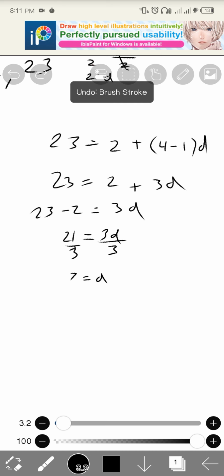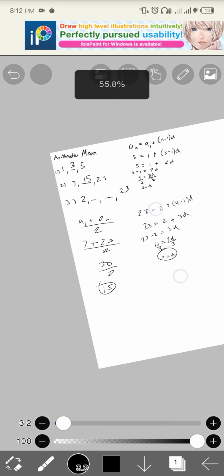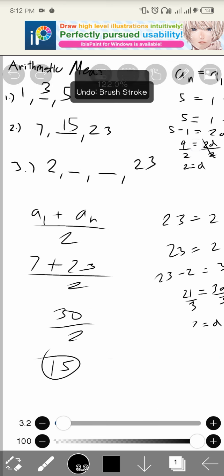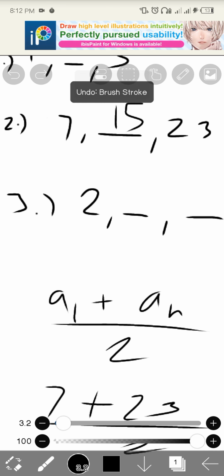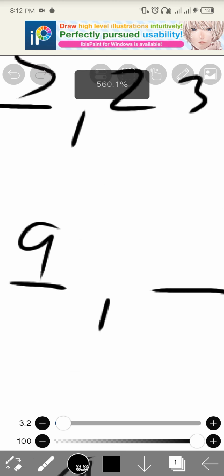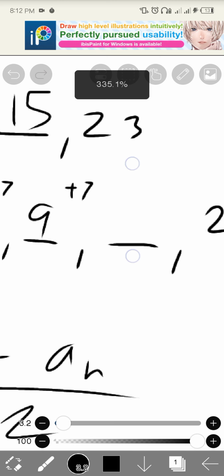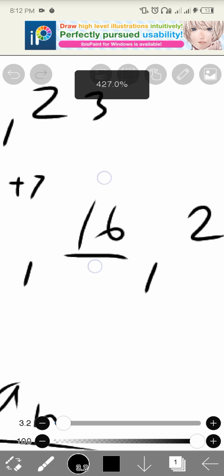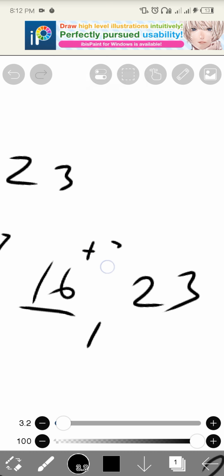As I said earlier, with that formula, it doesn't end there. You still need to add it to the first term, which is 2. So 2 plus 7 is 9. And again, 9 plus 7 is 16. And 16 plus 7 is 23.